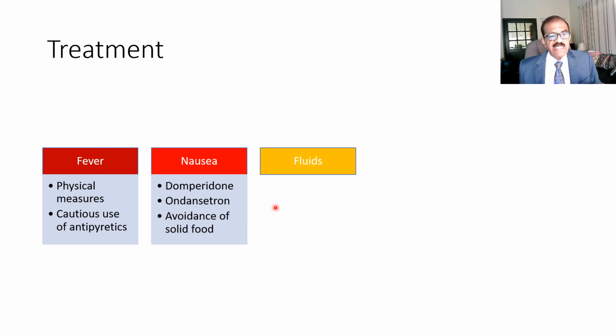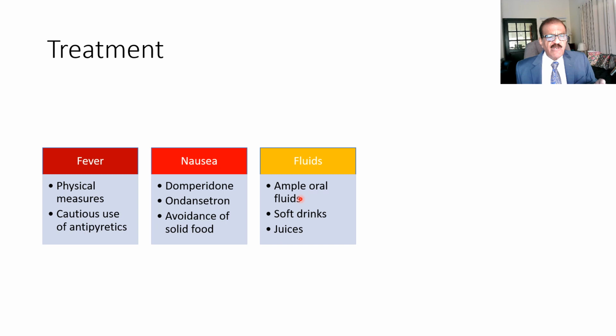Fluids. The patient is anorexic, the patient may be vomiting, so you need to give fluids. After oxygen, fluids are the most important thing. Ample oral fluids. Now in our culture, some specific juices, some specific drinks are recommended, but we as scientists know that what we want to give to the patient is fluid, just water in any form. Of course, simple water may not be that palatable.